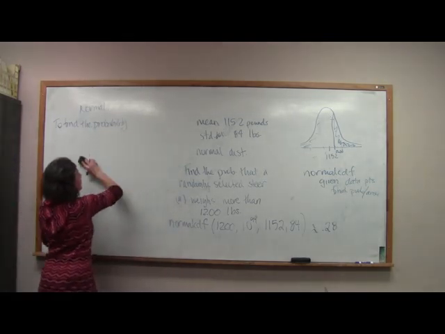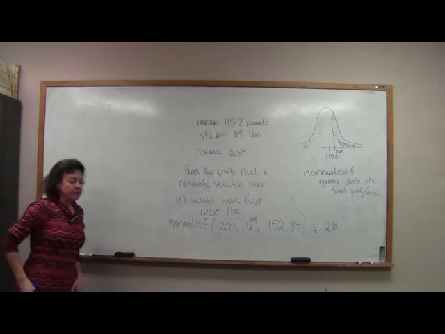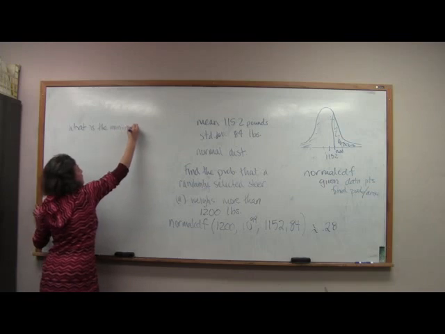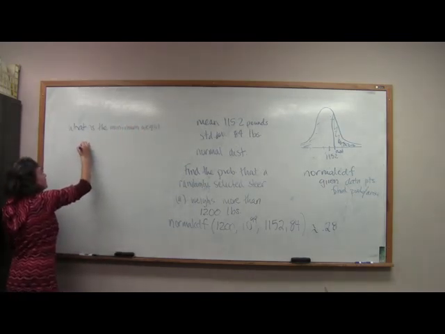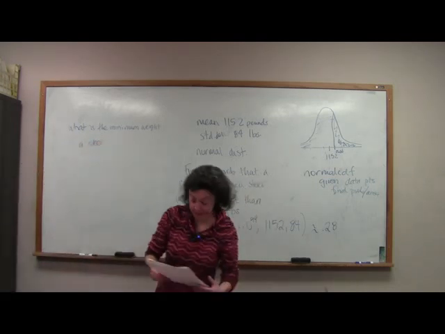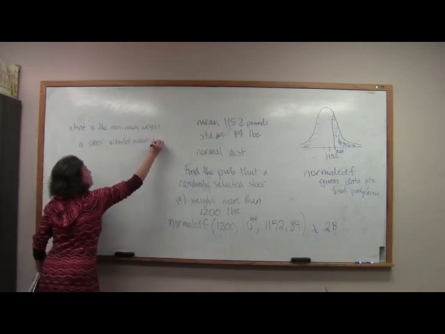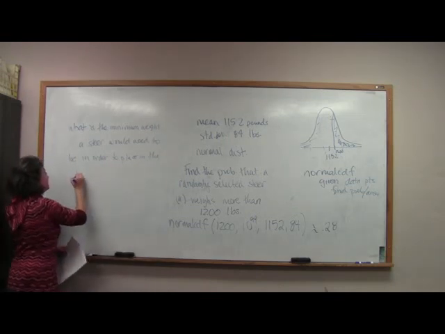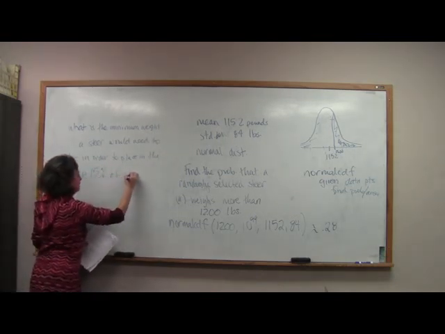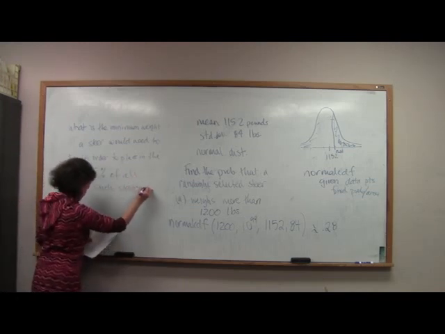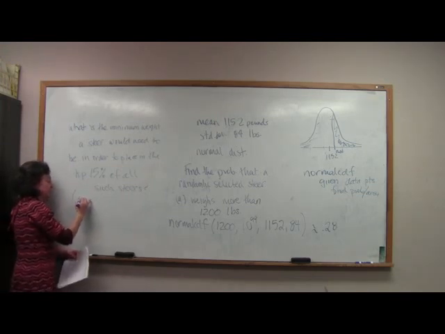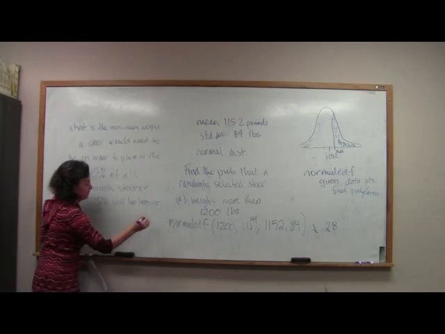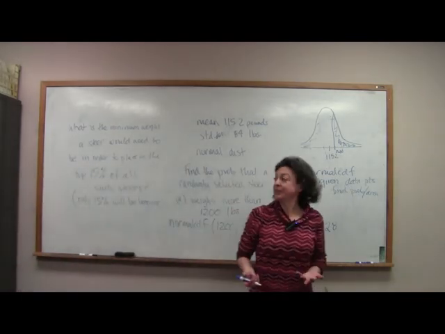We're still going to be talking about these yearling Angus steers, but now what I want to know is as follows. What is the minimum weight a steer would need to be in order to place in, let's say, the top 15% of all such steers? In other words, only 15% of these guys will be heavier. I claim what I'm asking is something very different here.